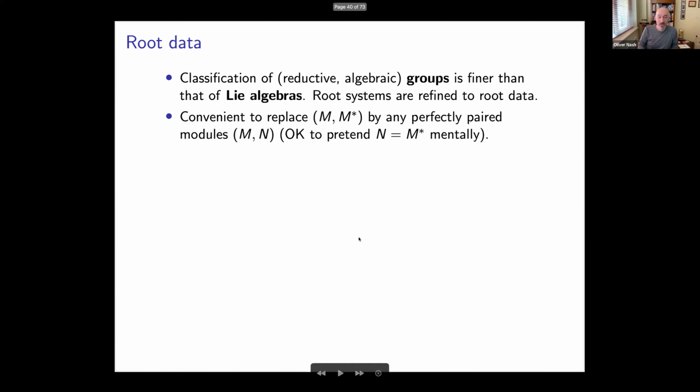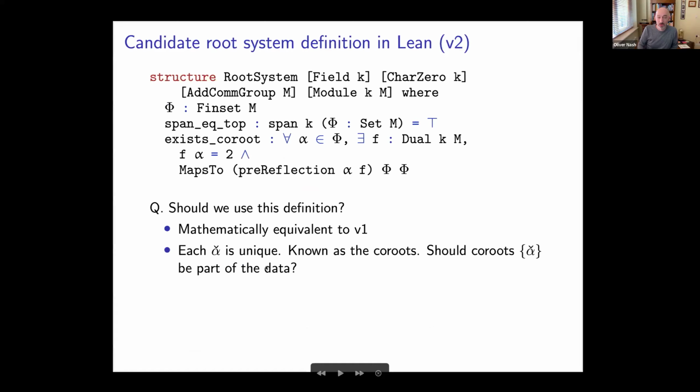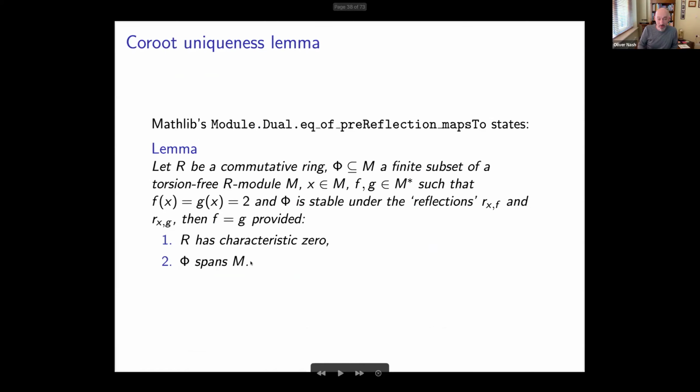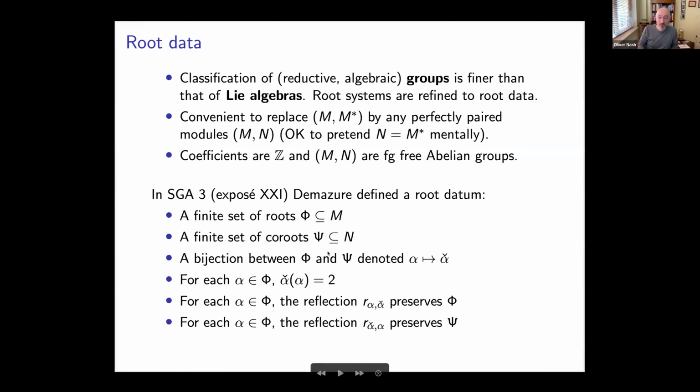So, answering our questions earlier, which were like, should the co-roots be part of the data? The answer is yes, because co-root uniqueness only follows from the spanning condition. And indeed, this is consistent with the correct choice that was made historically for root data, which is that the co-roots are included. So, okay, you're like, all right, fine. So if I want to cover root data, I still need to do some work.